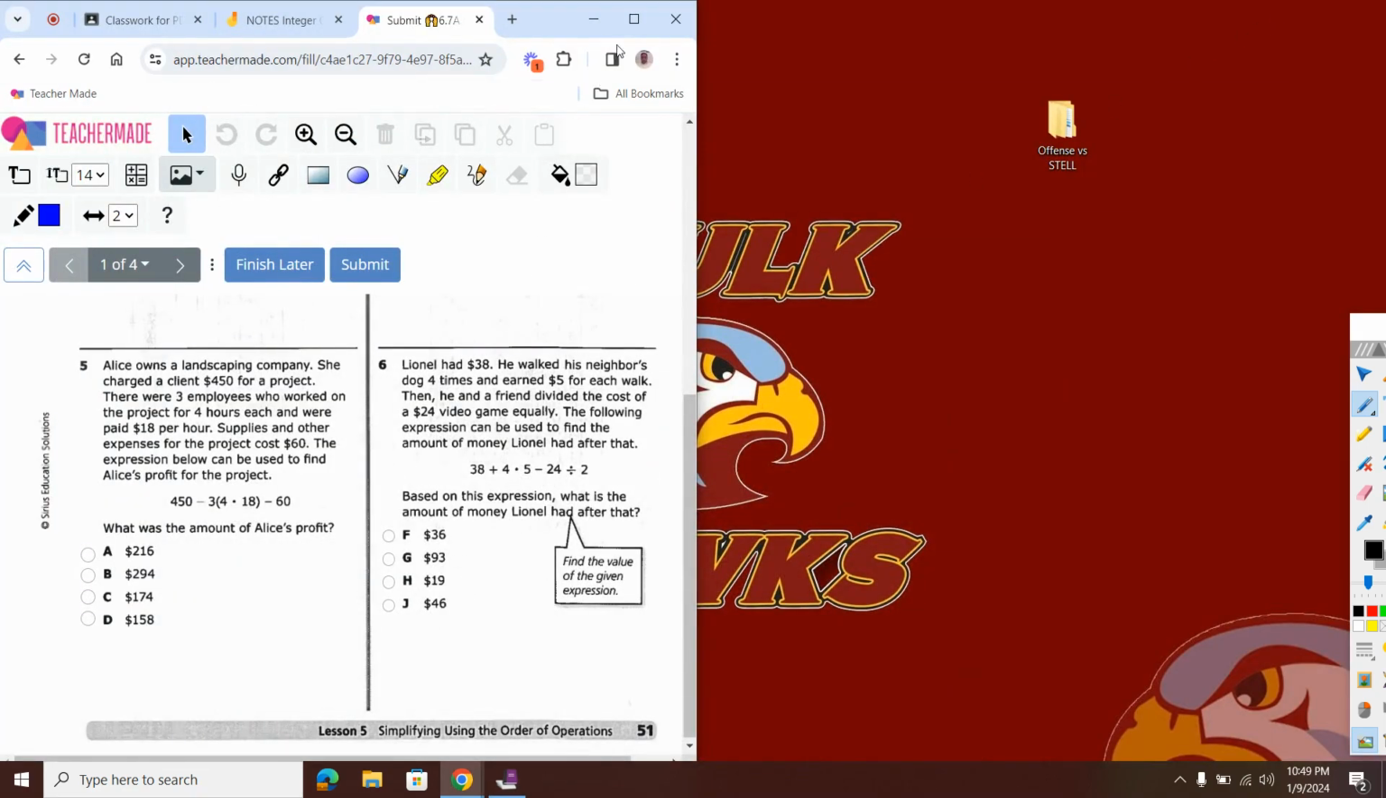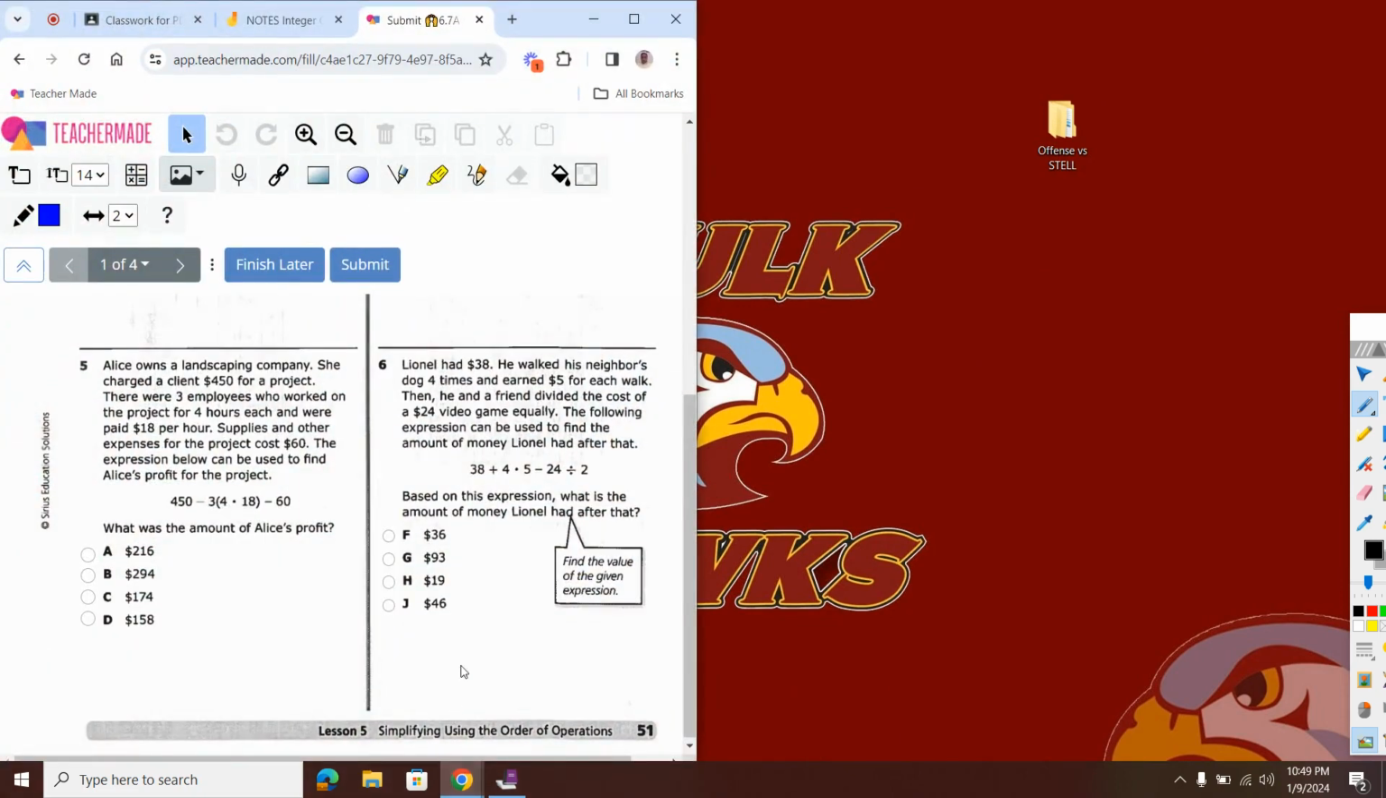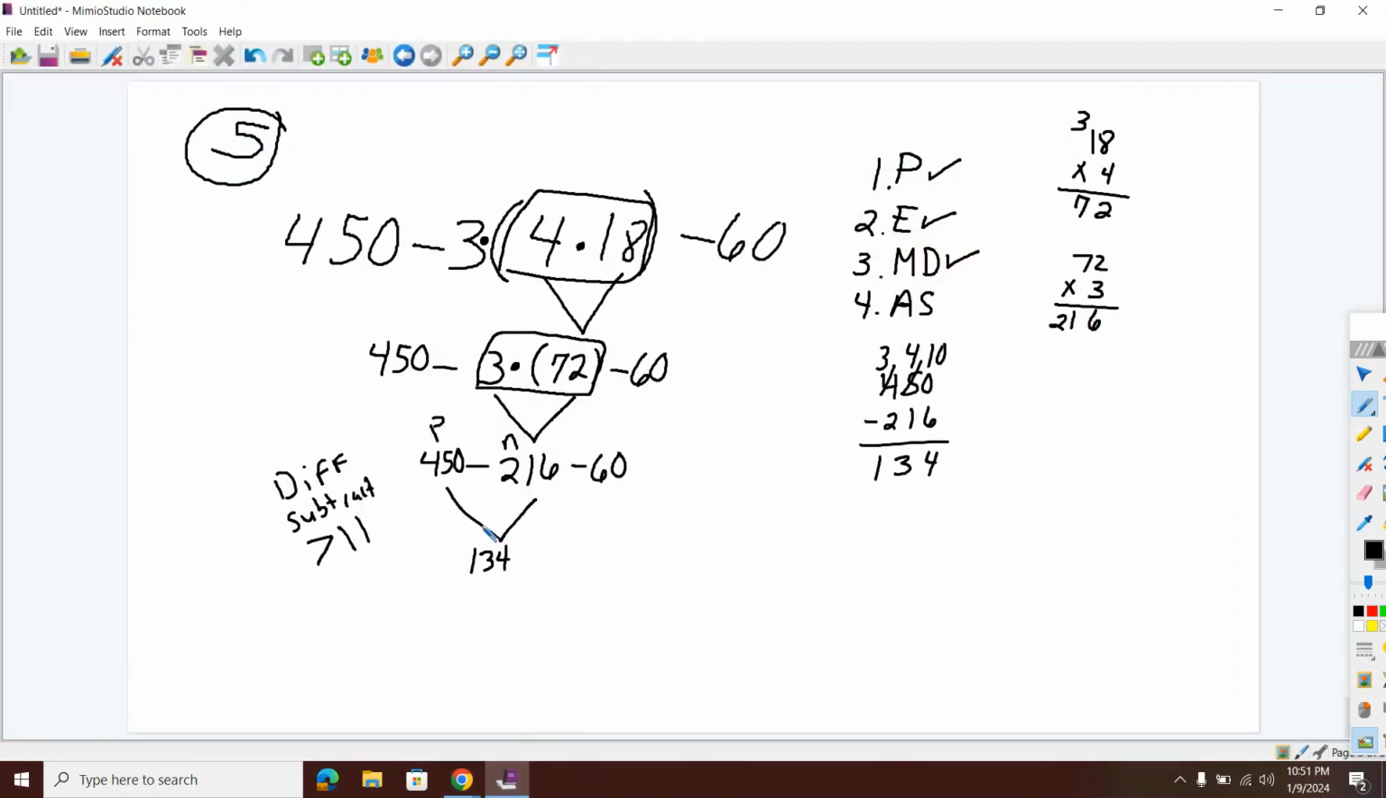Let me check something quickly. Okay. So 450 minus 216 is 134. Now, who has the highest absolute value? Who's farthest from 0? 450. So that's why the answer stays positive. Now, I am done with these two. I am done with those two. This one comes down.